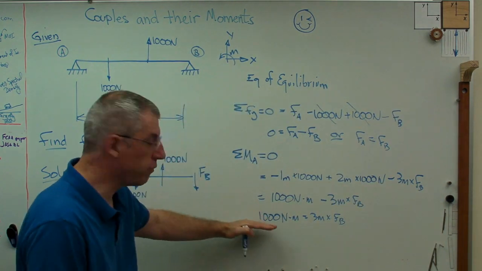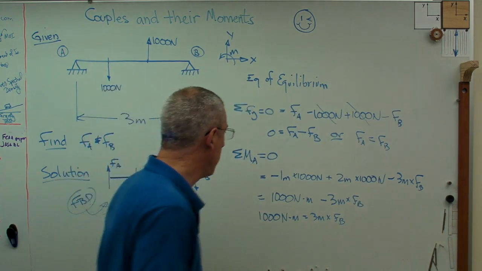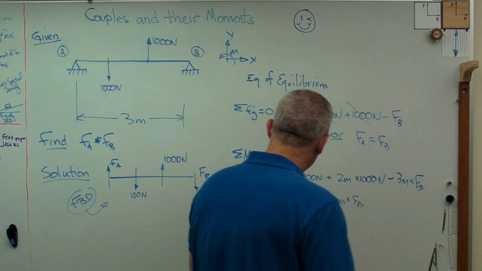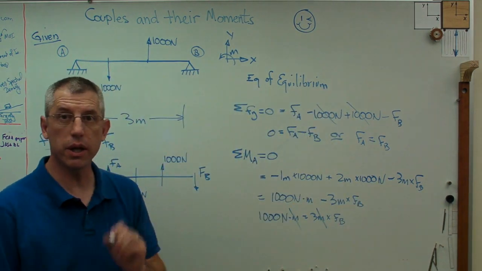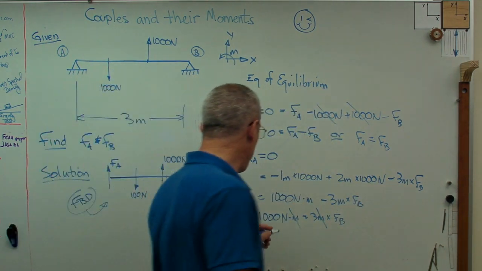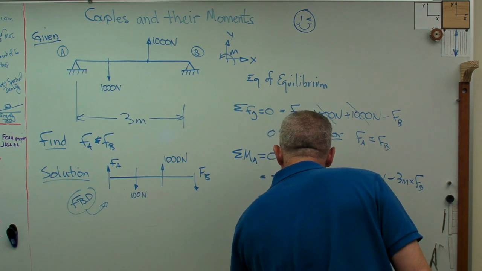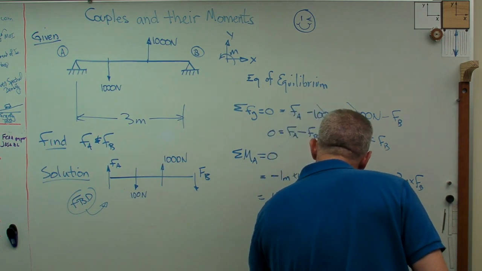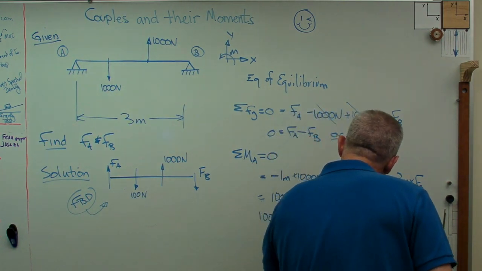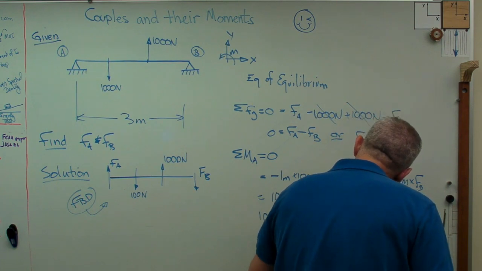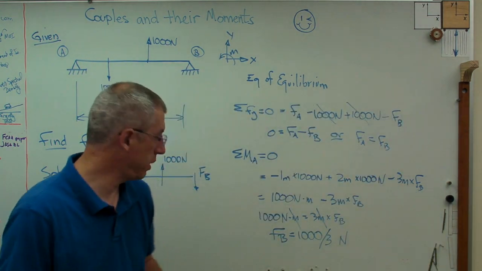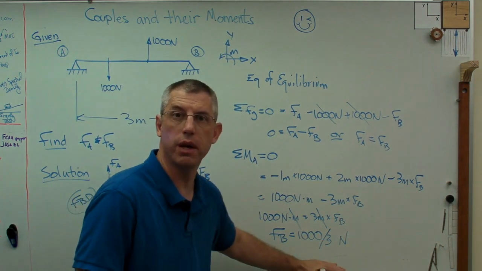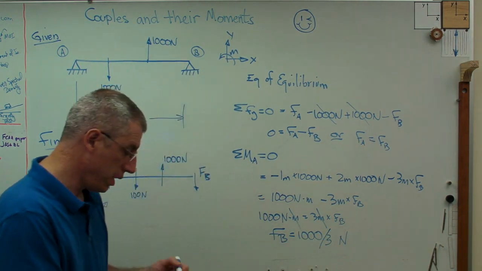Okay, I'm going to keep that in frame here. Okay, well, meters can cancel out. Units can cancel out just like numbers can. And what I'm going to wind up with is FB equals 1,000 over 3 newtons. 1,000 over 3 newtons, and I'll draw a line under that. Hopefully I kept that in frame. Okay, so I got it.